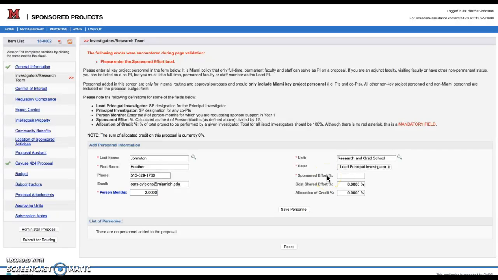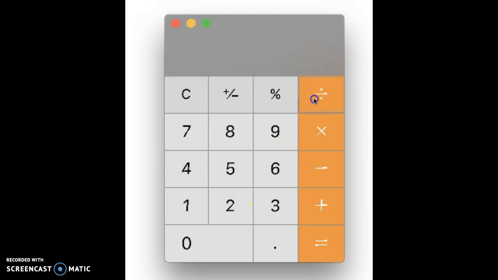Sponsored effort is figured as a percentage of the investigator's total annual time. Since there are 12 months in a year, 12 months is the figure that represents 100% of the investigator's total time. To figure the percentage of time devoted to the proposed project, therefore, we need to take the number of person months the sponsor is being asked to support, in this case 2, and divide it by the investigator's total time, or 12.